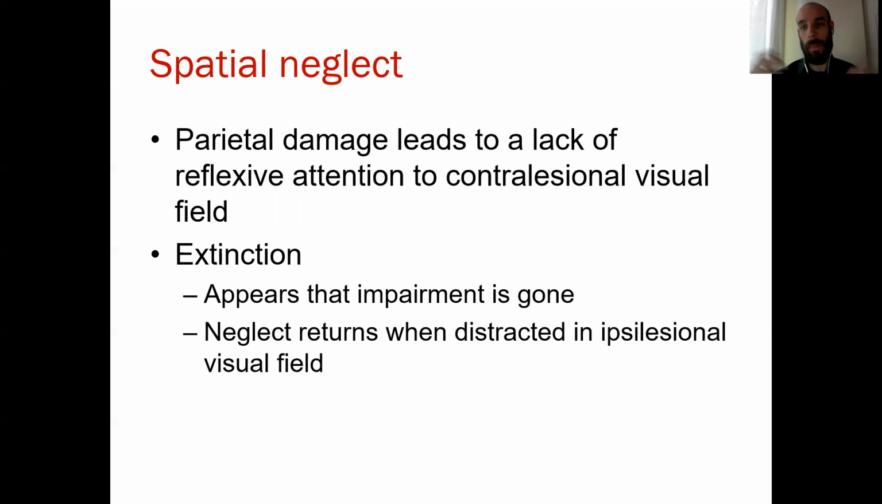It goes extinct, right? Interestingly, with spatial neglect, you can get a return of the deficit. So that is, my neglect is already gone, right? I'm a healthy individual. I go about my day as normal, but my spatial neglect will come back if I get distracted in the ipsilesional visual field. That is, if something distracts me in the visual field that was not impaired in the first place, someone waves a hand or something, my spatial neglect will return. I will stop paying attention to anything in my contralesional visual field. So hopefully that makes sense.